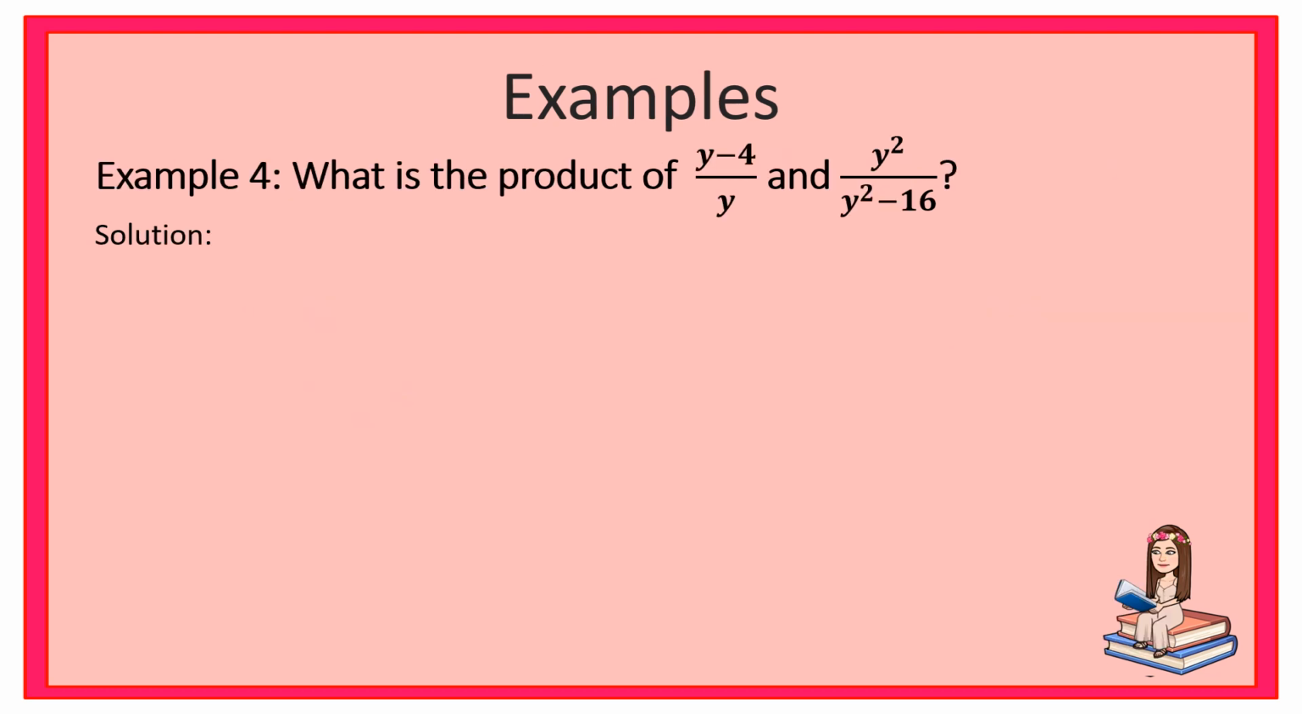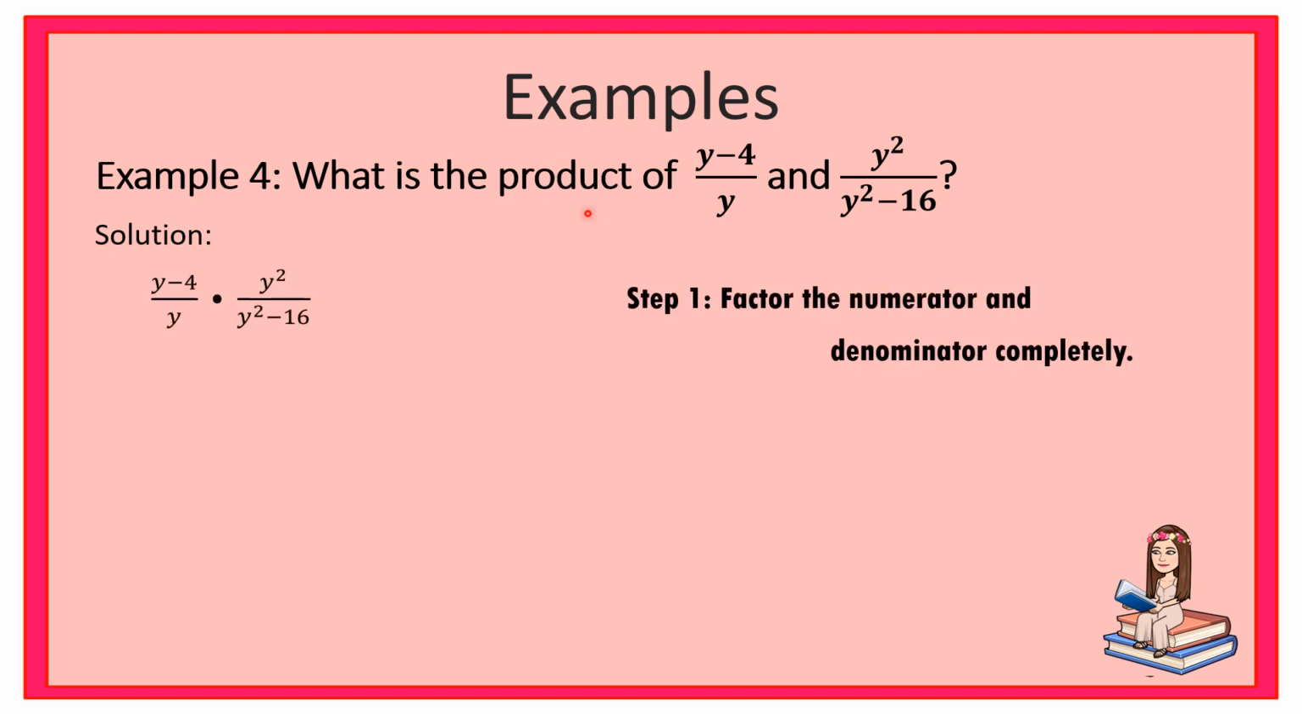We proceed with example 4. What is the product of y minus 4 over y and y squared over y squared minus 16? Again, we are asked for the product, which means we are going to multiply. So, if we have that, eto na, I rewrote that in terms of multiplication. And next step is to factor out the numerator and the denominator.